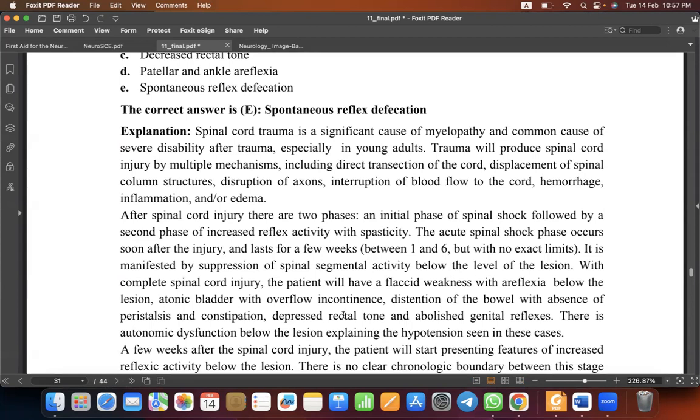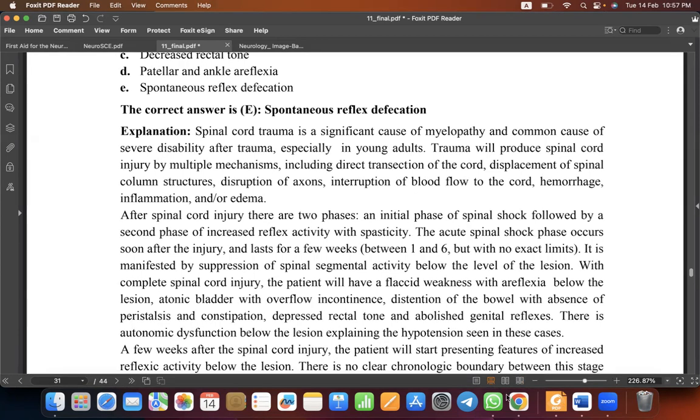So spinal cord trauma is a significant cause of myelopathy and common cause of severe disability. That is very important. It is one of the commonest causes of disability after trauma, particularly more common in adult patients. Sometimes the cord could be tethered, the cord could be damaged, the cord could be transected, so the patient will have a lot of problems after the cord transection.